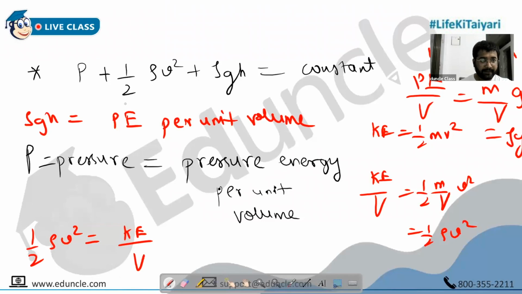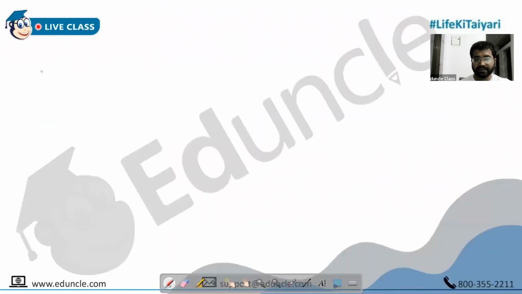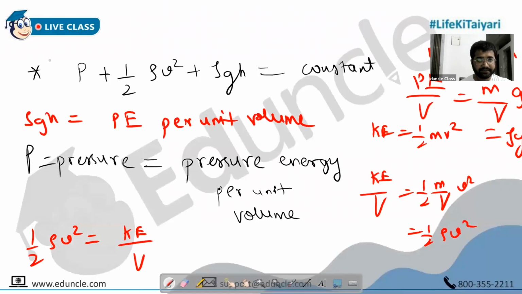Proceeding ahead. So we have P plus half rho v square plus rho g h is constant, and now, let's just take a question. I've shortlisted some really good questions. The thing is, I'm not able to find time to type the questions, but I'll just take them.